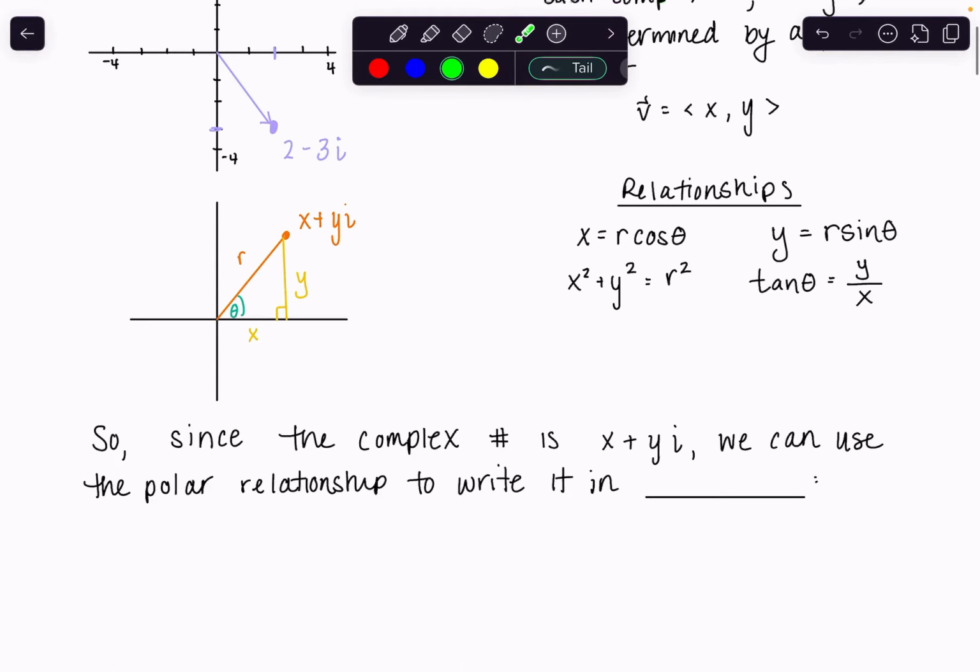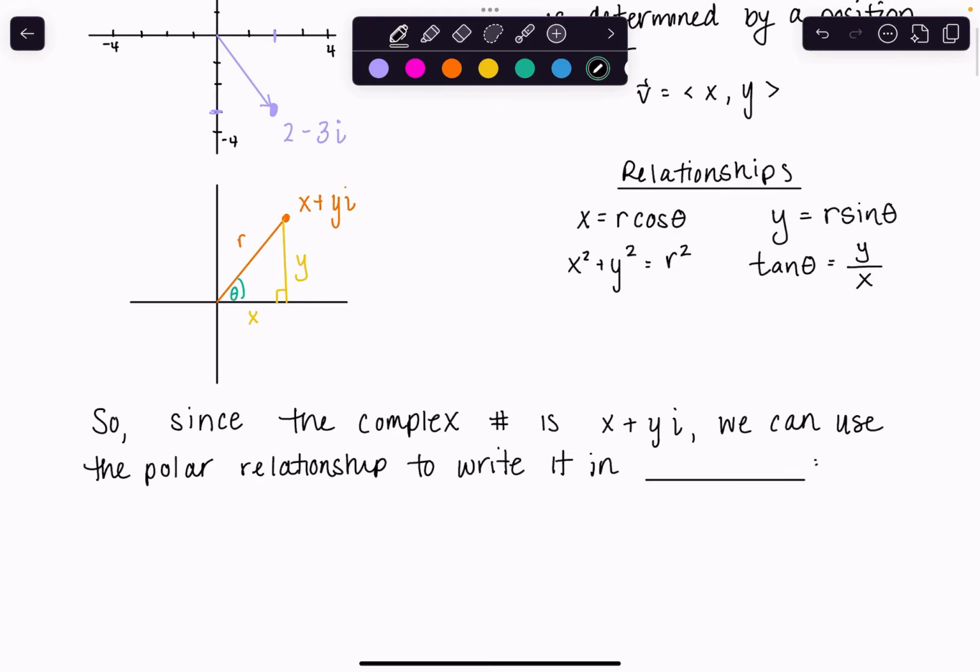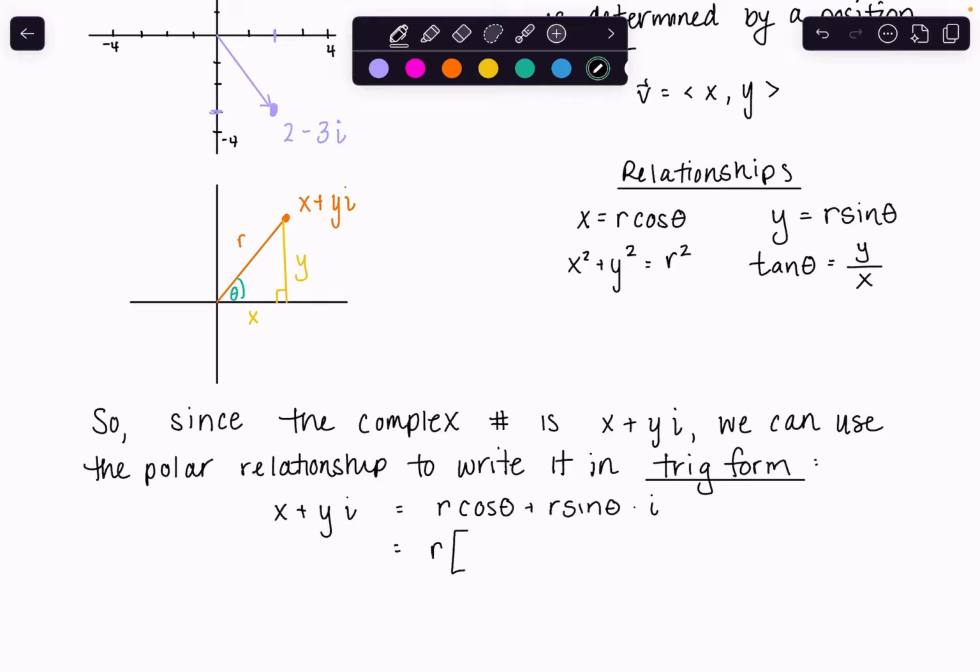Since we have this, we're able to write our complex number in trig form, or trigonometry form. The idea is we have this complex number, x plus yi. Our x is r cosine of theta. Our y is r sine theta. And then we have i attached to it. Something we can do is factor out r, since both have r involved, and then we're left with cosine of theta plus i times sine of theta.